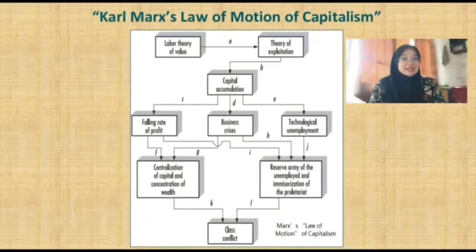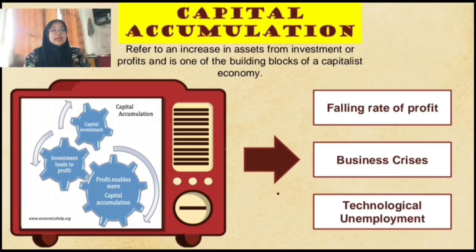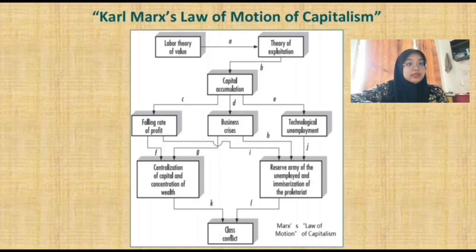Thank you. Next, I will present about capital accumulation, which Marx believed will bring negative effects. Capital accumulation refers to an increase in assets from investment or profit and is one of the building blocks of a capitalist economy. According to Marx's law of motion theory, capital accumulation will cause a falling rate of profit, business crisis, and technological unemployment.